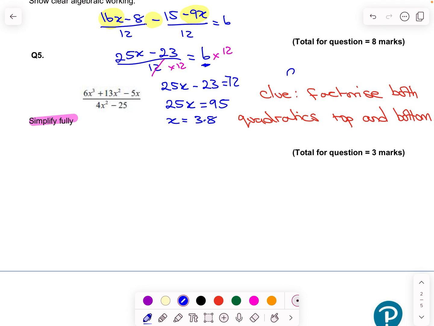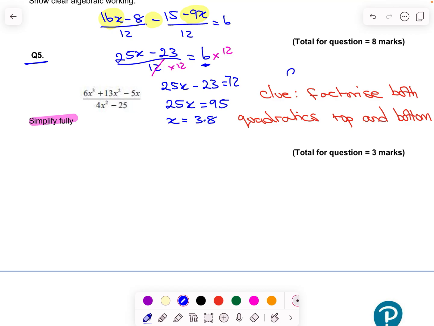Okay, right. The clue I gave you for number 5 was to factorize the quadratics. Now, what worries me is that some of you are still struggling with factorizing these quadratics. It is worth spending time learning this and really committing it to memory, because this doesn't just come up as a separate question. It comes up in other questions as well, where you have to factorize quadratics like this. So you should learn it.